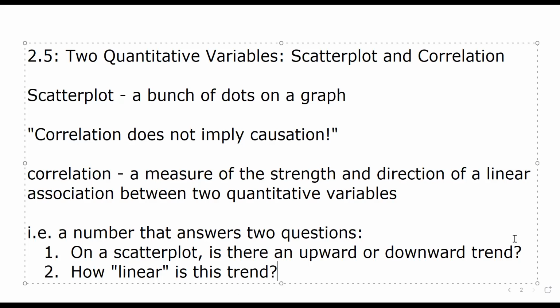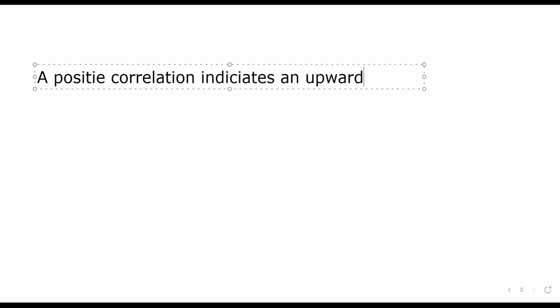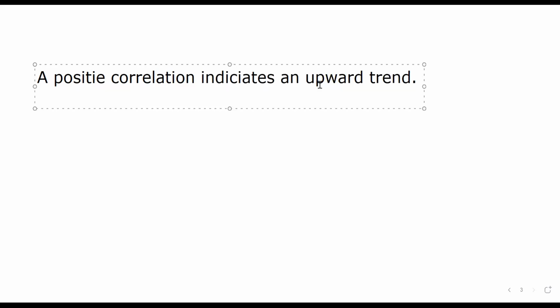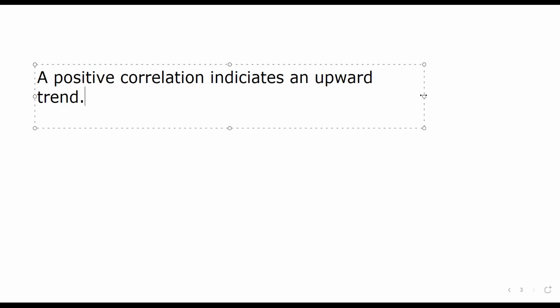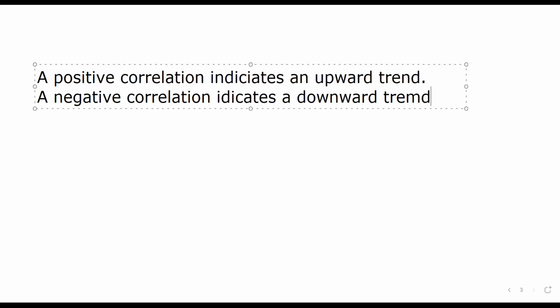And I'm going to capture this on the next page. A positive correlation indicates an upward trend. And of course, positive has a V in it. And of course, vice versa, a negative correlation indicates a downward trend. Trend does not have an M.